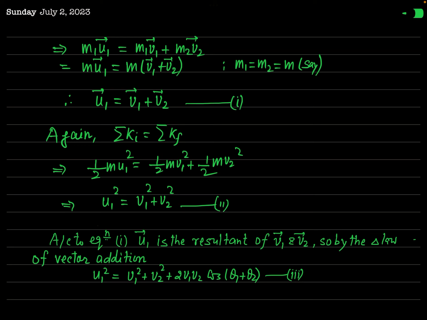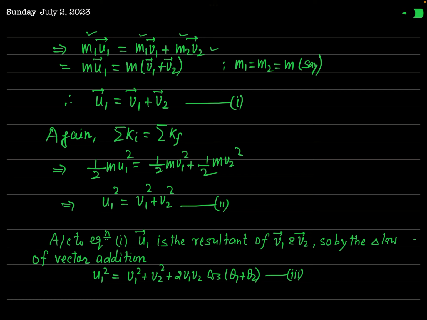But before collision only mass m1 is moving with velocity u1. So the momentum before collision is m1 u1, because u2 is 0. And after collision, velocity of m1 is v1, so its momentum will be m1 v1, and that of m2 is v2, so its momentum is m2 v2. So on the basis of the principle of conservation of linear momentum, m1 u1 is equal to m1 v1 plus m2 v2.